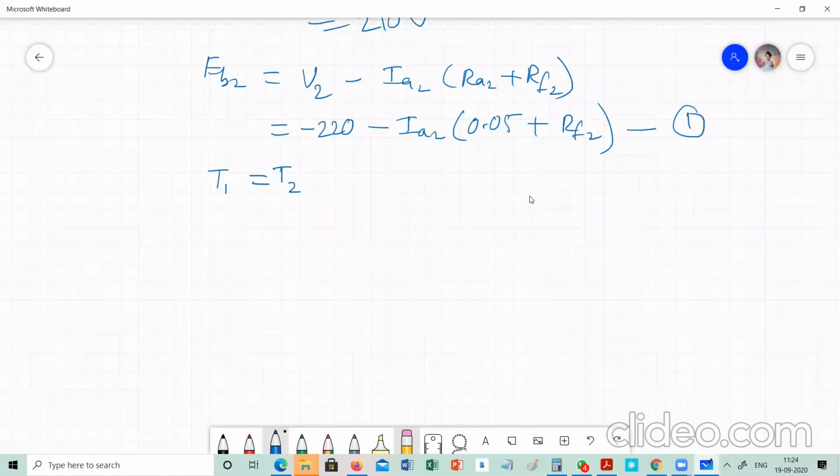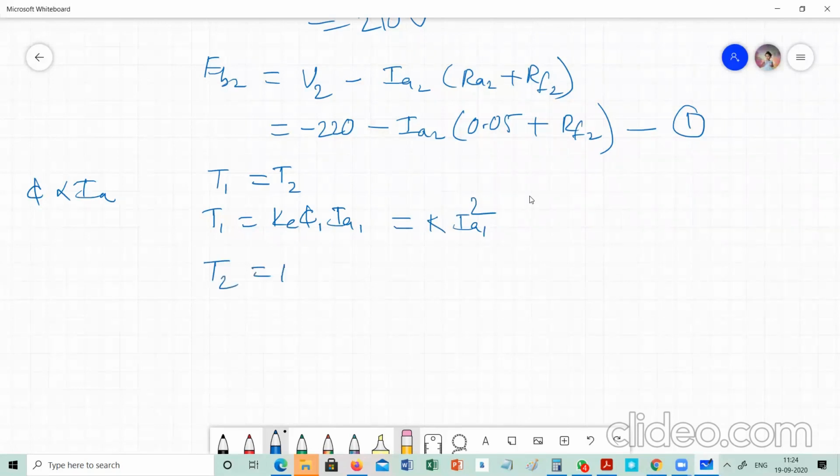T1 equal to T2. This they have given, but T1 is equal to what? KE phi1 into I1. But in a series motor, the phi1 depends on what? The armature current. Phi is proportional to IA, so we can write this as K IA1 square.